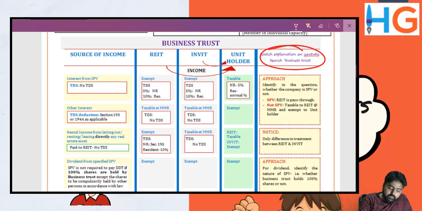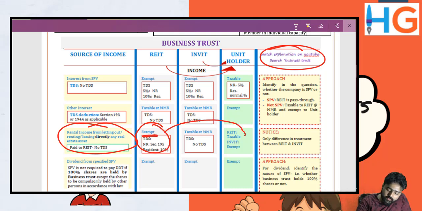We'll continue with the income and whether the business trust is a pass-through entity or not. The third point is rental income, from letting out or renting or leasing directly any real estate asset. Is it a pass-through income? Yes, in case of REIT: exempt in the hands of REIT, taxable in the hands of unit holder. No, in case of InvIT: taxable at MMR, exempt.